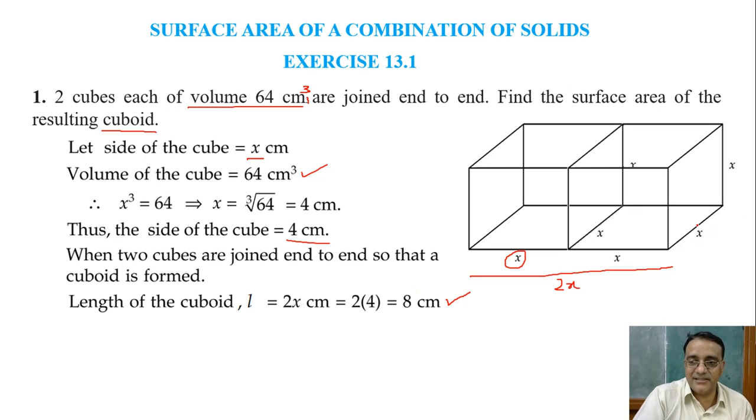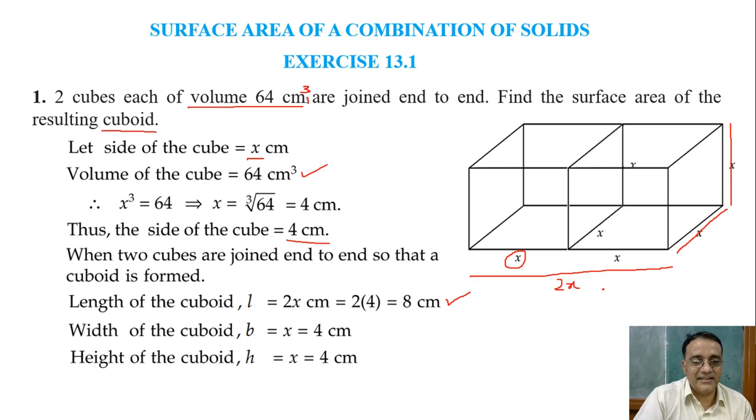And what is the breadth? This is the breadth. Breadth is 4. And what is the height? Height is also 4 centimeter. Now what we have to find? Surface area of the resulting solid. अगर क्वेश्चन में स्पेसिफिक नहीं है, केवल सरफेस एरिया लिखा है, that means you have to find the total surface area. Is that clear? Only surface area if it is mentioned, total surface area you have to find.